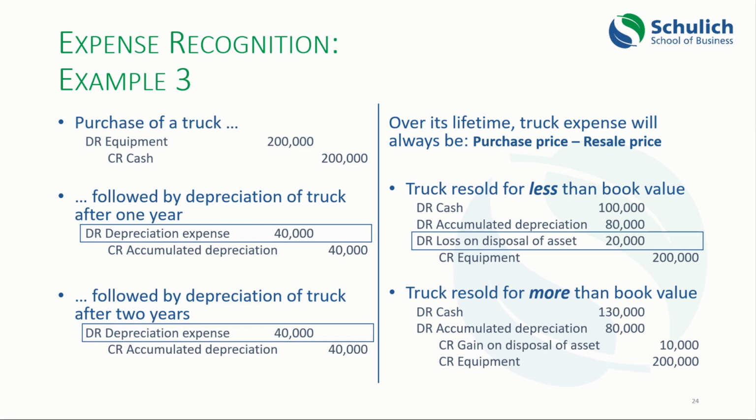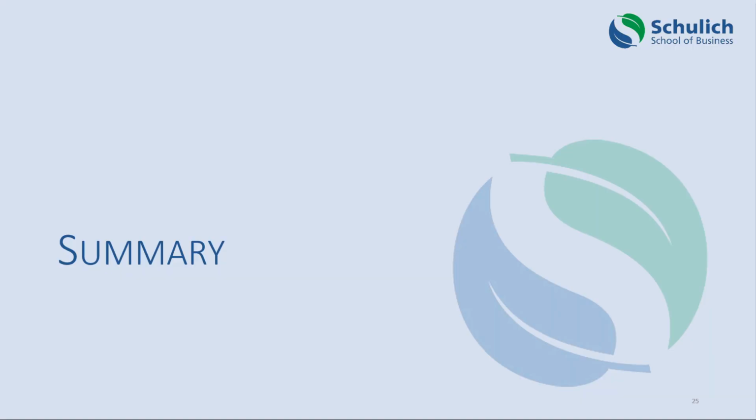In the second scenario, the depreciation expenses are offset by a small gain on the disposal of the truck rather than a loss. The total expense here is therefore $40,000 plus $40,000 less $10,000, for a net of $70,000 worth of expense that went to the income statement. That's exactly the $200,000 purchase price less the $130,000 resale price that we got in this scenario.